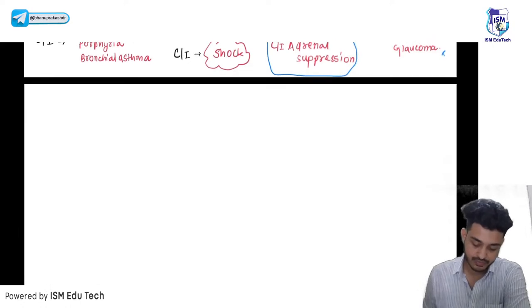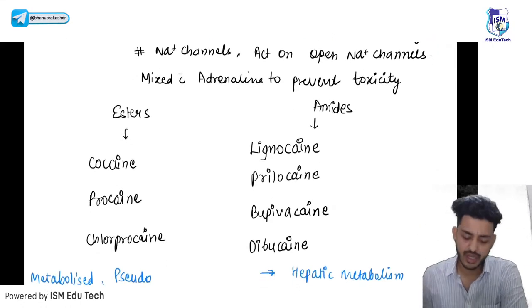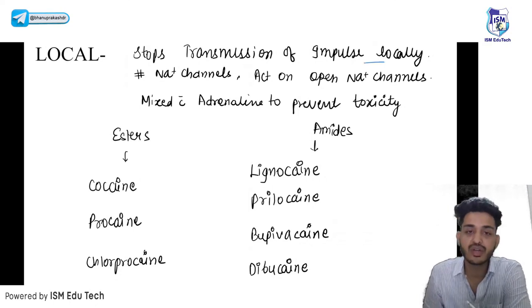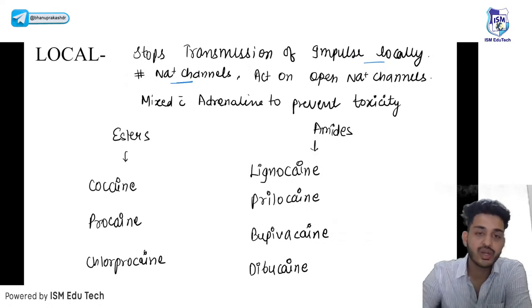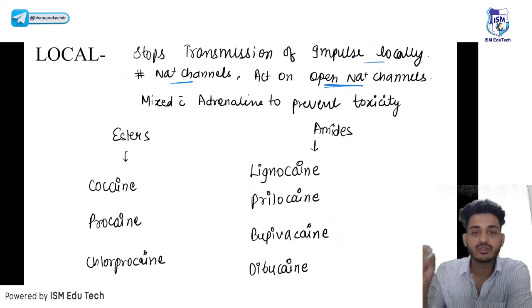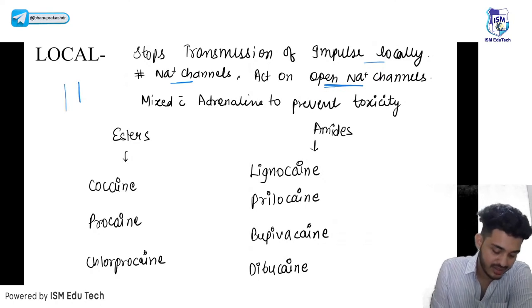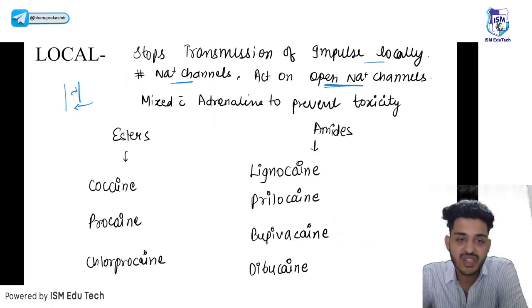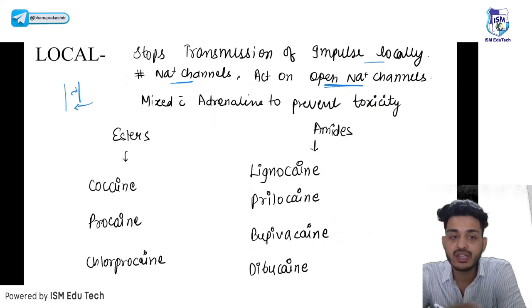Next one is your local anesthetic agents. Local anesthetic agents will stop the transmission of the impulse. How will they stop the transmission of the impulse? By blocking the sodium channels. Okay, they will act upon the open sodium channel. Once the sodium channel is open, they will go inside and they will block from the inside. Okay, they will block the sodium channel. Then what will happen? There will be no sensation. There will be no working in the neurons, right?